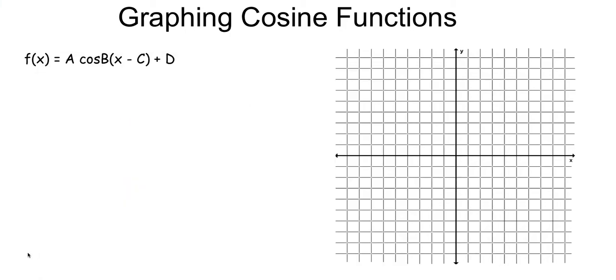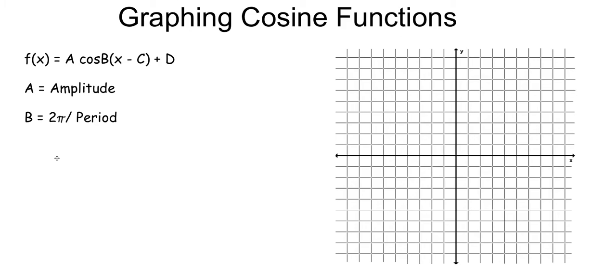So the general form of a cosine function is very similar to the general form of a sine function. We have f of x is equal to a times the cosine of b times x minus c plus d. And a, b, c, and d all have the same influence on the graph as they did with sine functions, where the amplitude is represented by a. Remember, the amplitude is how far above or below the midline the graph will go. We have b is equal to 2 pi divided by the period.